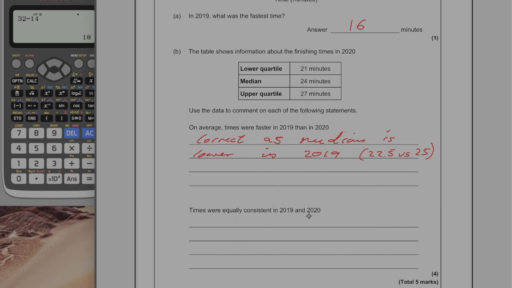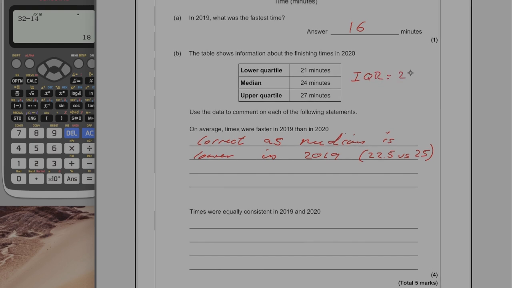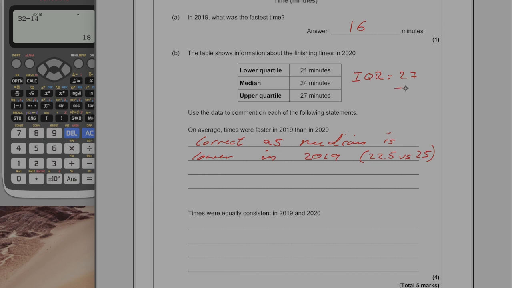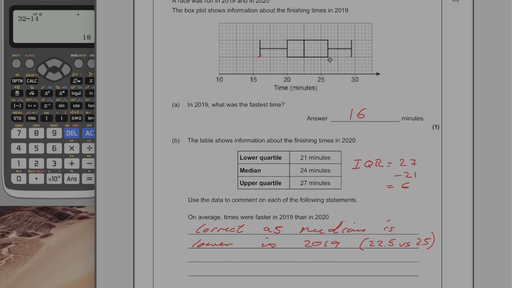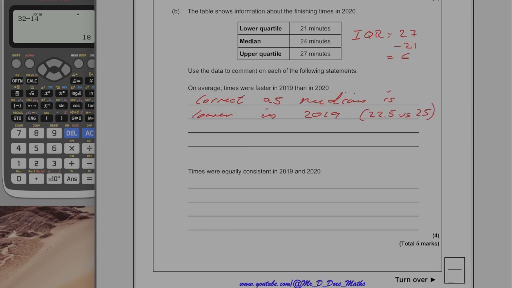They were equally consistent in 2019 and 2020, so I'm going to compare the interquartile range. The interquartile range here is equal to 27 minus 21, which would be 6. The interquartile range here is 20 to 26, so 6 again. So equally consistent, correct again.